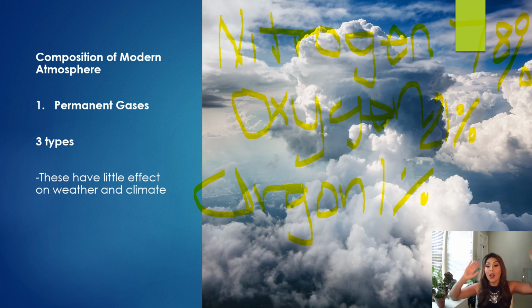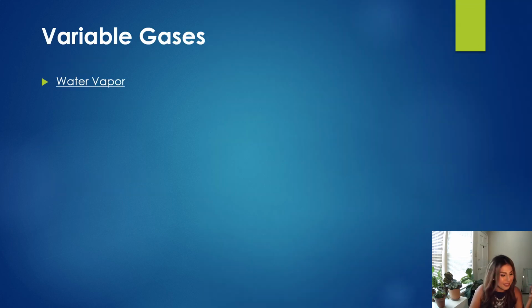So the composition of the atmosphere is made up of gases. The types of gases are permanent gases. We're done with that now. Now we're moving on to variable gases. So if permanent is non-changing, what do you think variable means? Yes, correct. Variable gases change from place to place. They vary from place to place, day to day, and time of the year.